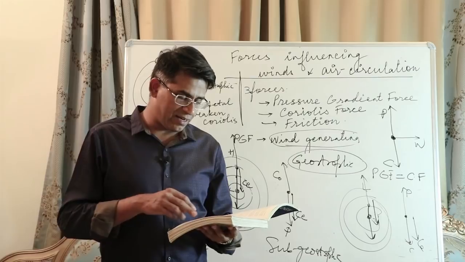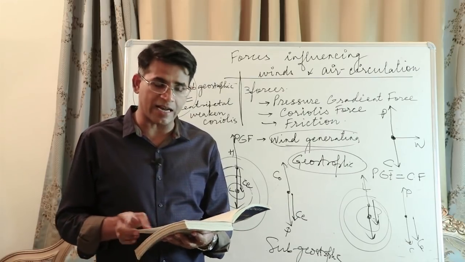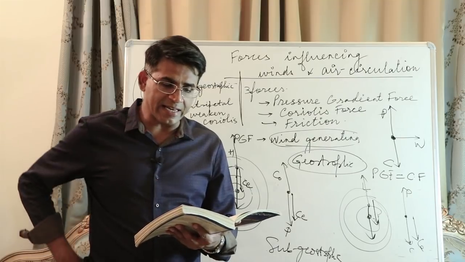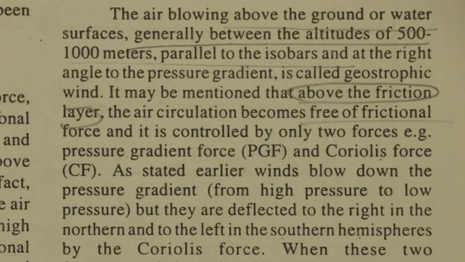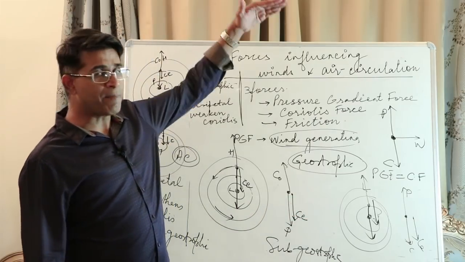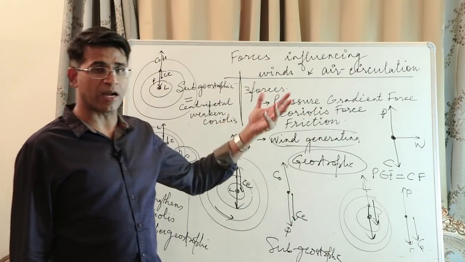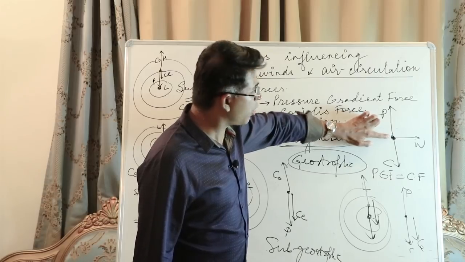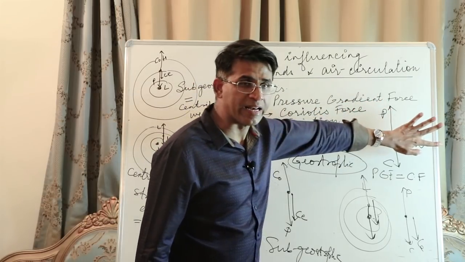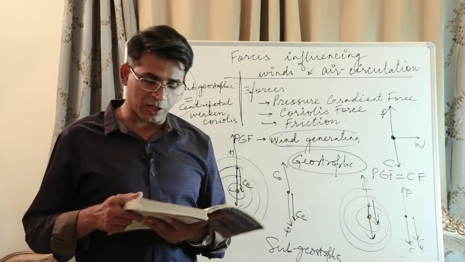Then page number 87, we have something on friction. No big deal, you can read that on your own. Now come towards page 89. It says geostrophic wind. The wind blowing above the ground or the water surfaces, generally between altitudes of 500 to 1000 meters, is parallel to the isobars and at a right angle to the pressure gradient force. So as we go high up, I've shown the diagram earlier, you can rewind and check. The winds are no longer moving along the gradient. They're moving perpendicular to the gradient. And we call this the geostrophic condition.